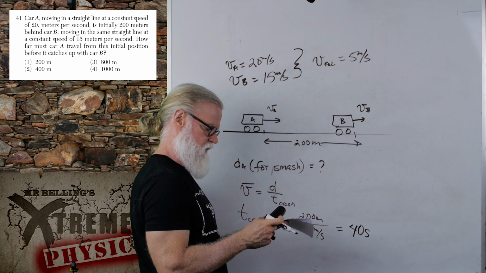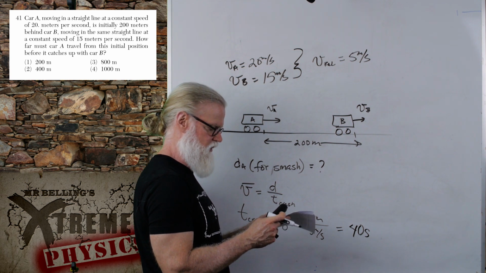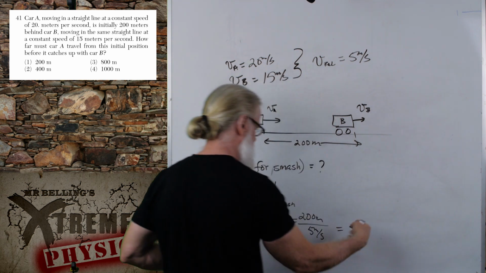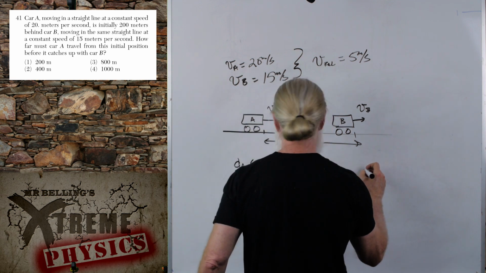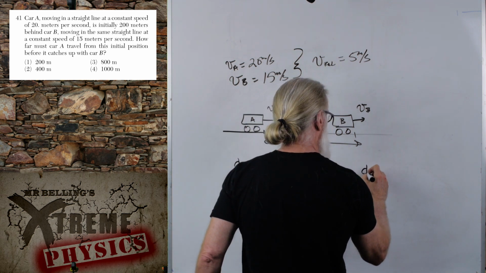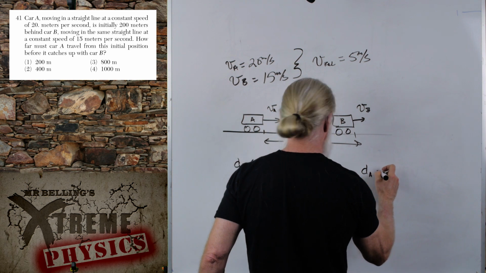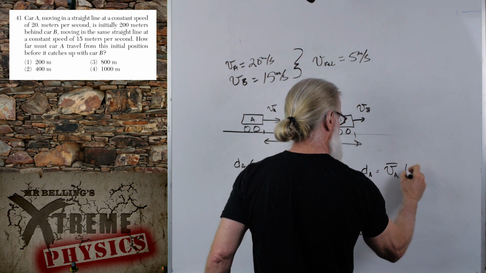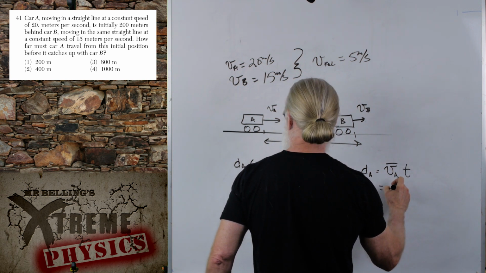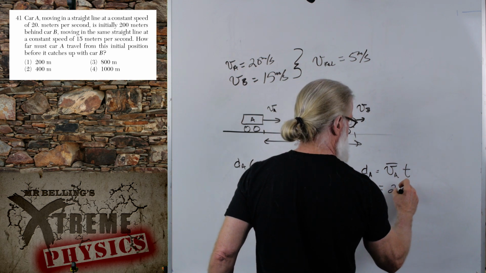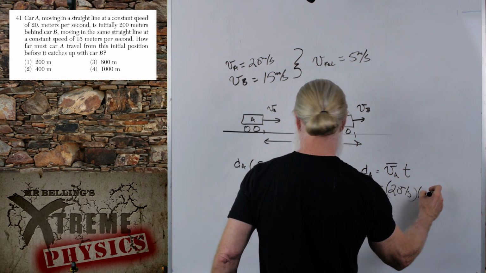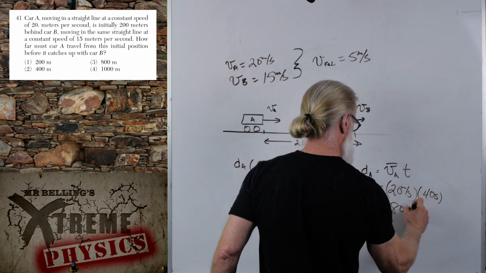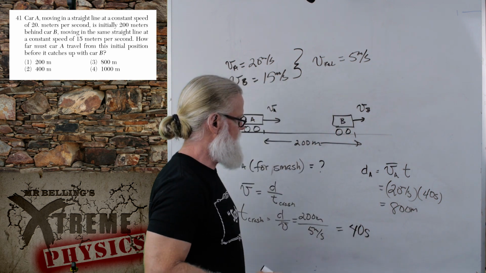Now, the question was how far does A travel from this initial position before the crash? Well, it's going to take 40 seconds to make up this 200 meters. So the distance A travels is the average velocity of A times the time it's going to take for the crash. How fast is VA going? 20 meters per second times 40 seconds is 800 meters. It's going to take 800 meters.